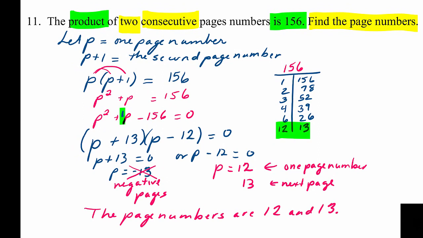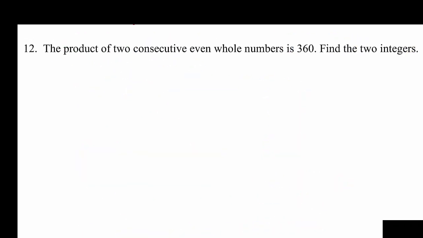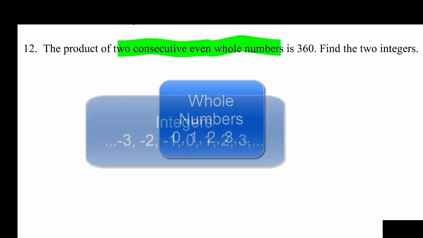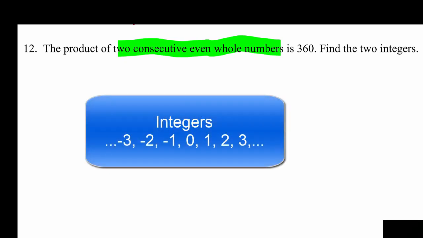Okay, we're ready for our next word problem. This word problem says the product of two consecutive even whole numbers is 360. Find the two integers, or the two whole numbers. Okay, I made a deal about that: whole numbers are numbers that start with 0, 1, 2, 3, 4. They're the counting numbers, and you add 0. Integers would have negatives involved.